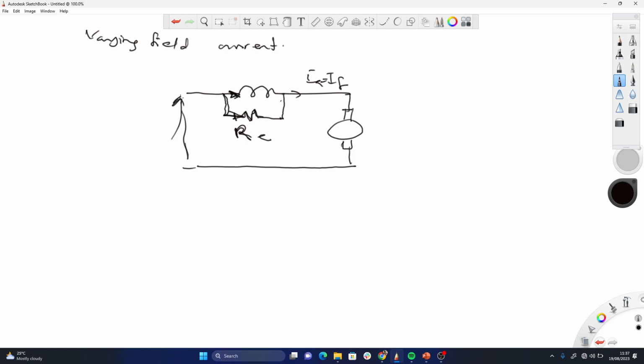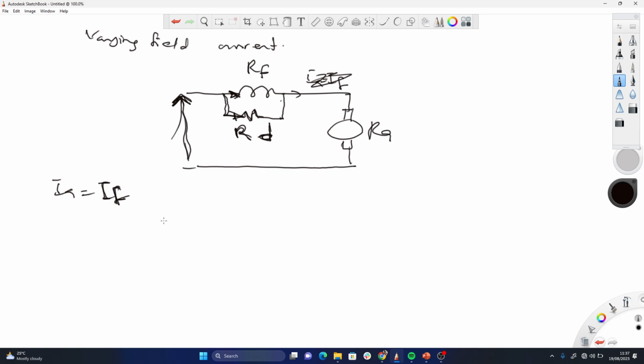So that's the whole idea. But realize what will change: here IA is not equal to IF. IA is not equal to IF when it's like this, right? So this one is called a field diverter. Let me call it RD. This is RF. This is RA.